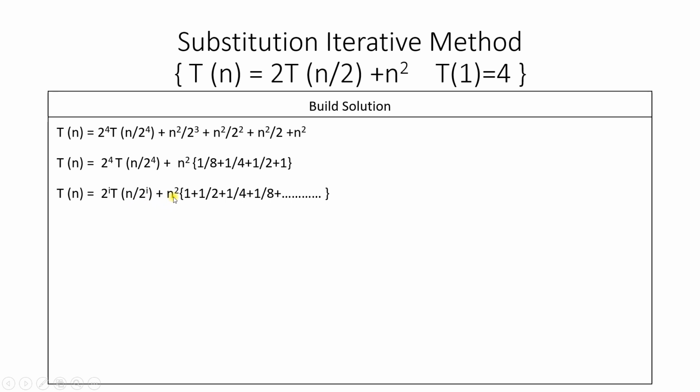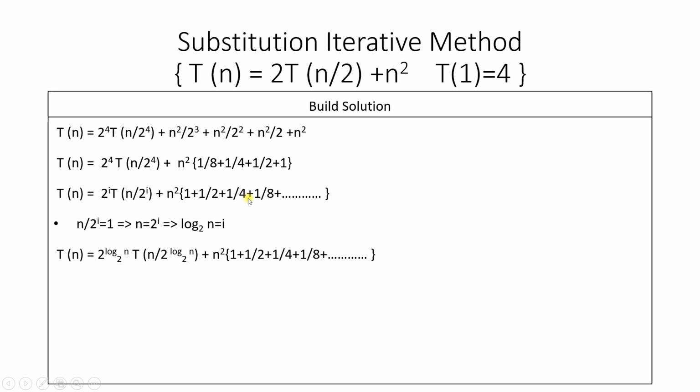And secondly, n square will be common, and the relationship will keep on moving as 1 plus 1 upon 2 plus 1 upon 4 plus 1 upon 8 plus 1 upon 16 plus 1 upon 32 and so on, right? So we have two parts. So the first part, 2 to the power I, we know that n upon 2 to the I is equal to 1, so by performing mathematically, we can just replace the I with log base 2 n. Okay, since log base 2 n is equal to I, we will replace this I and this I with log base 2 n.